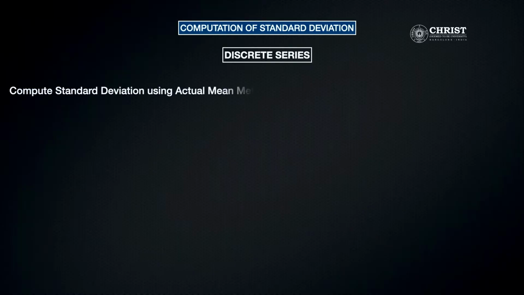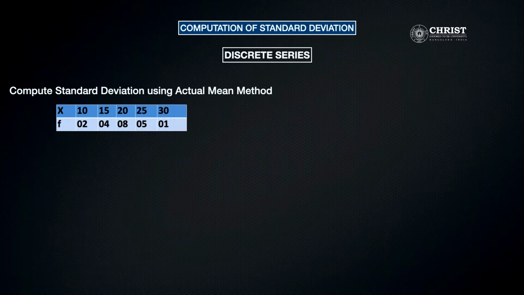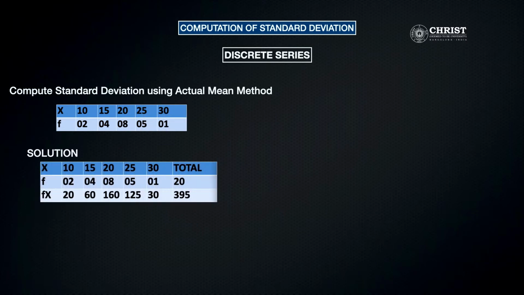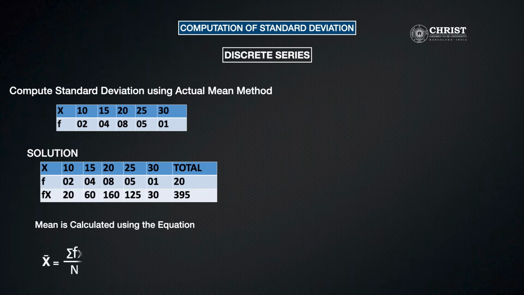X values are 10, 15, 20, 25 and 30. So n is equal to the total frequency. f values are 2, 4, 8, 5 and 1. Now we have to compute the mean value. Mean value, you know, is sigma fx divided by n. So multiply the values of x and frequency values, you will get the total as 395. n is the total frequency, that is 20. So you will get the mean value as 19.75.